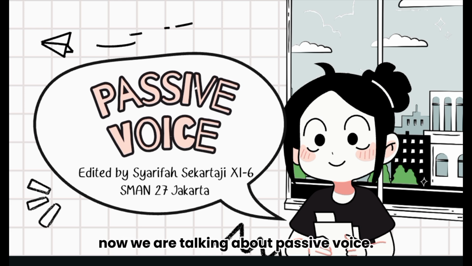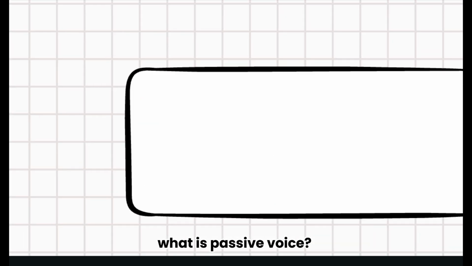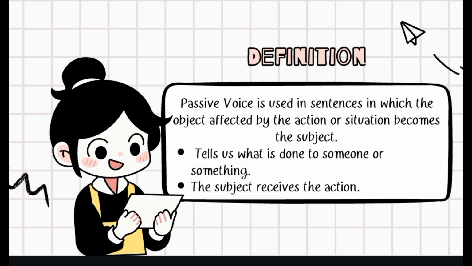Now we are talking about passive voice. What is passive voice? Passive voice is used in sentences in which the object affected by the action or situation becomes the subject. Passive voice tells us what is done to someone or something, and the subject receives the action.